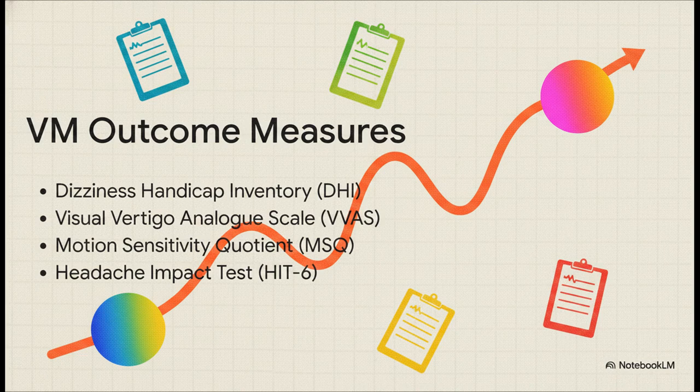Right alongside that symptom diary, utilizing standard patient-reported outcome measures is absolutely critical. We're talking about the Dizziness Handicap Inventory, the Visual Vertigo Analog Scale, the Motion Sensitivity Quotient, and the HIT-6. Because vestibular migraine rehabilitation has a much slower, nonlinear trajectory than standard hypofunction recovery, remeasuring these specific tools at 6 and 12 weeks is exactly how you capture that slow, steady progress.